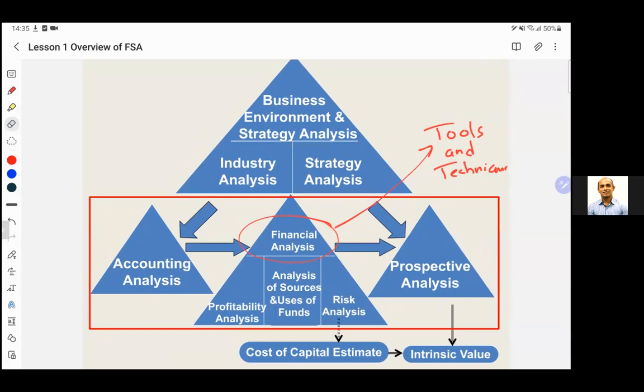So you start with understanding the business, company strategies, business environment. Then in the financial statement analysis, you see, before the financial analysis, you have to do the accounting analysis.